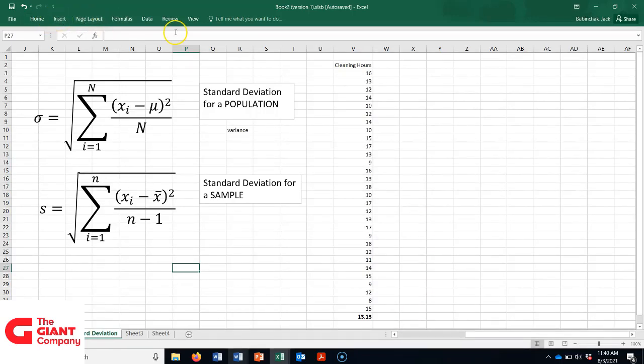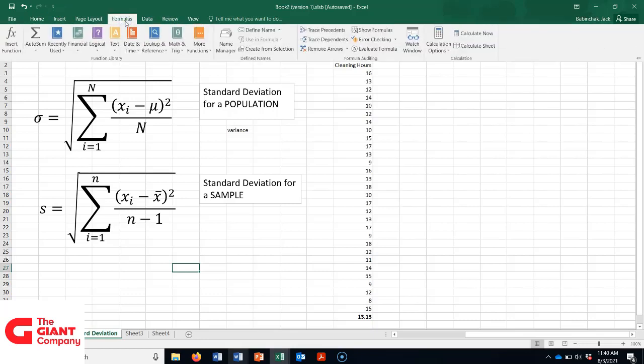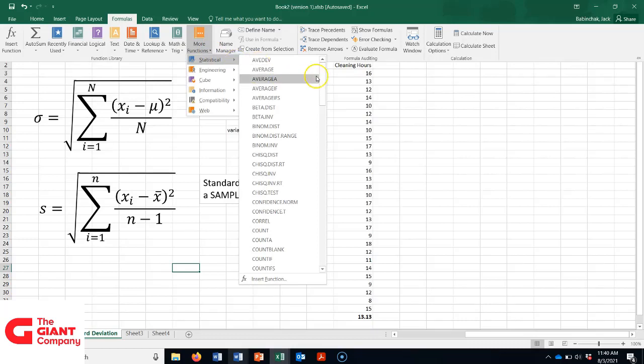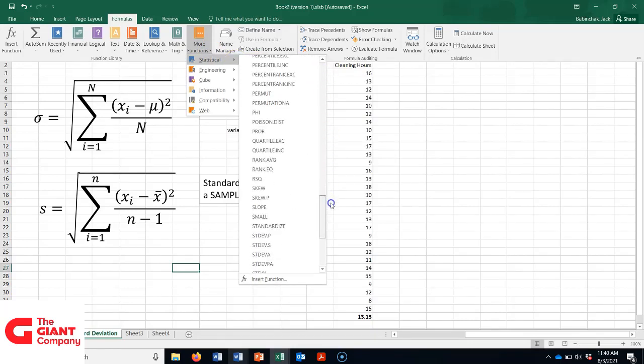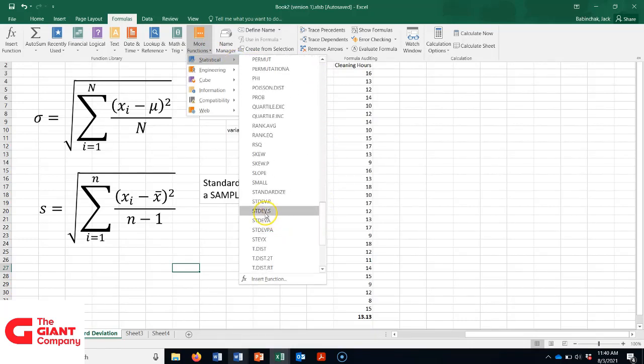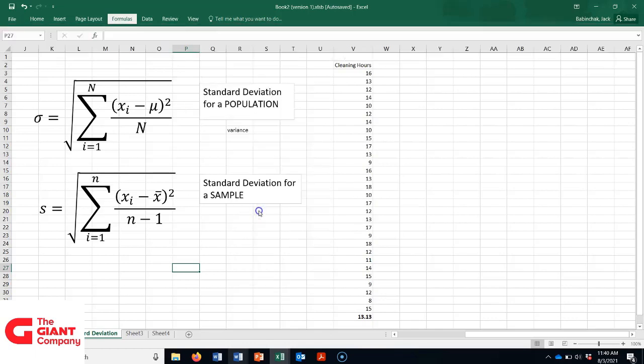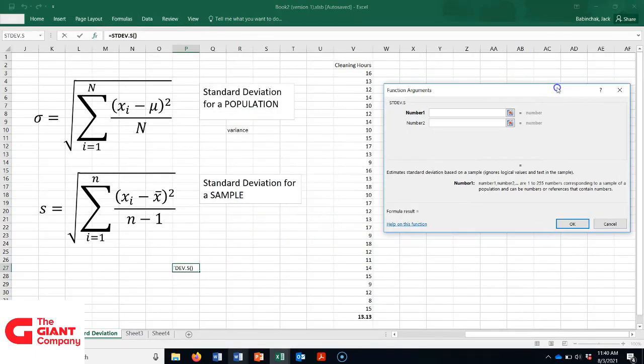So let's go to formulas, more functions, statistical. And if we go all the way down to standard deviation, here's a standard deviation for a sample and a standard deviation for a population. You see it says it right there when you hover over it. STDEV.P and STDEV.S, population and sample. Let's do a sample first. Let's assume it's a sample.